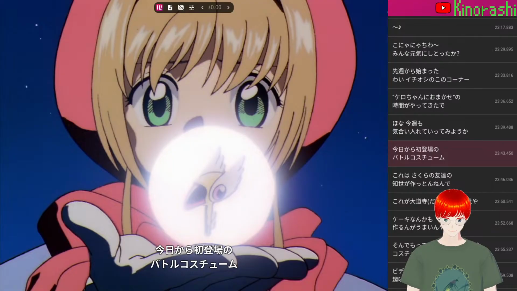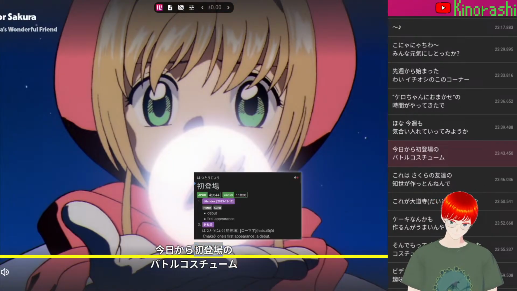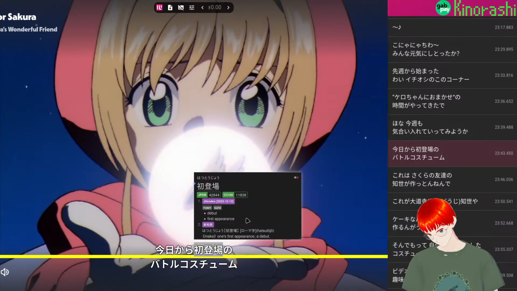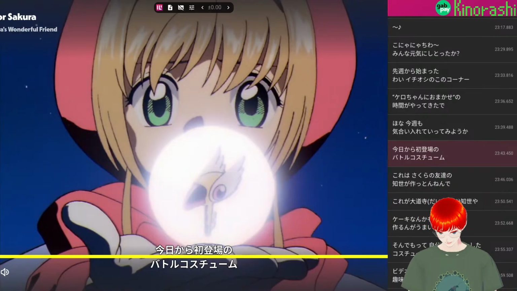Kyo kara, from today. Batoru kosuchumu, debut, first appearance. You can see the kanji used for first from hajimeru.